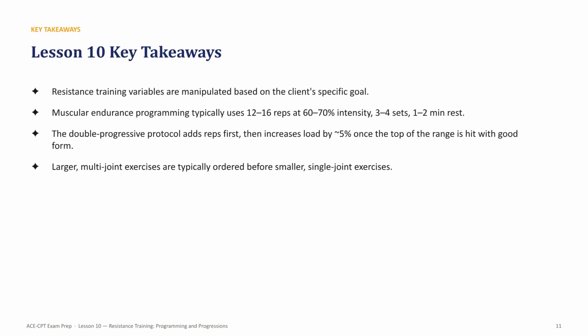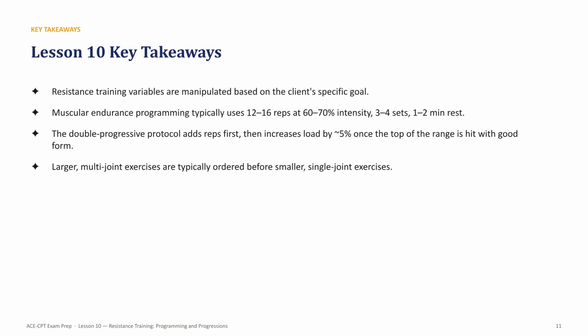Let's recap what we covered in this lesson. Resistance training variables are manipulated based on the client's specific goal. There's no universal rep scheme that works for everyone. Muscular endurance programming typically uses 12 to 16 reps at 60 to 70% intensity, 3 to 4 sets, and 1 to 2 minutes of rest.